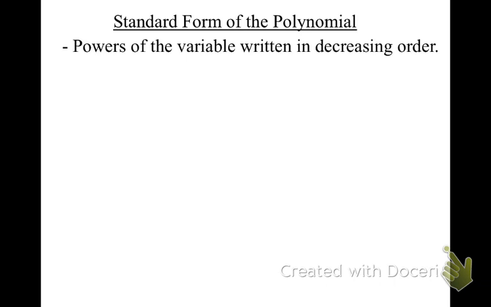Okay, moving on to the next one. So standard form for the polynomial is where we put the powers of the variable written in decreasing order. So we put the terms in order by looking at the exponents, and they go from the highest exponent to the lowest. So we call this descending order or decreasing order.